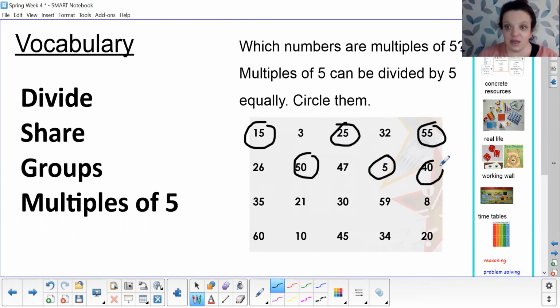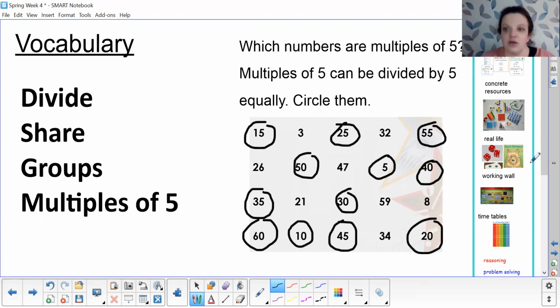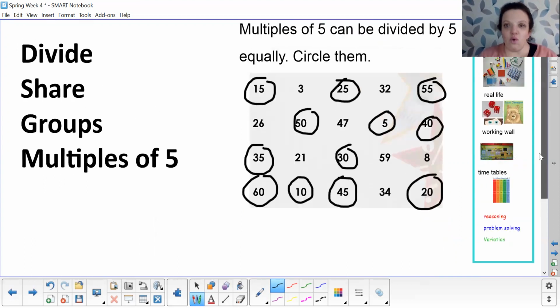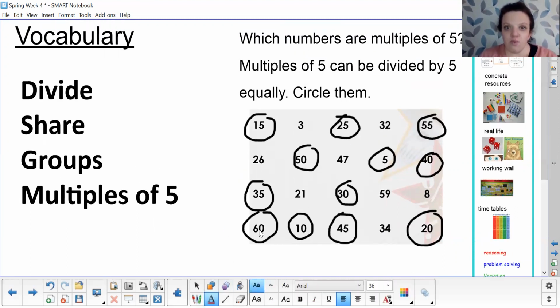40, yes. 35, yes. 21, no. 30, yes. 59, no. 8, no. 60, yes. 10, yes. 45, yes. 34, no. 20, yes. Okay, fantastic. What do you notice then about all of our multiples of 5? What have we talked about this a couple of times before, but what pattern do you notice about all of those numbers? Pause the screen and write it down.